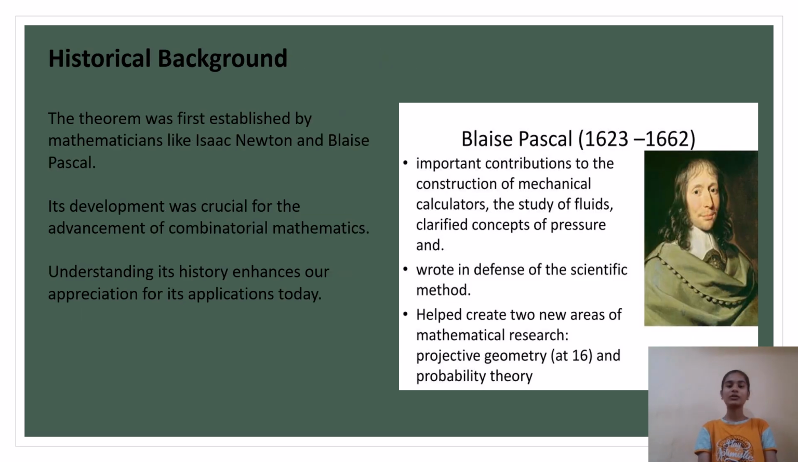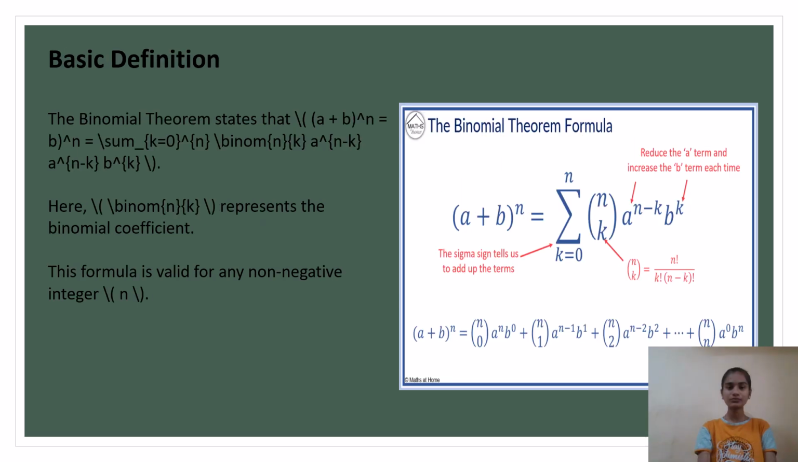Historical background of the binomial theorem. The theorem was first established by mathematicians like Isaac Newton and Blaise Pascal. Its development was crucial for the advancement of combinatorial mathematics. Understanding this history enhances your appreciation for the applications today. Basic definition of the binomial theorem, which states that (a + b) to the power of n is equal to the sum of binomial terms. Here the binomial n choose k represents the binomial coefficient. This formula is valid for a non-negative integer.